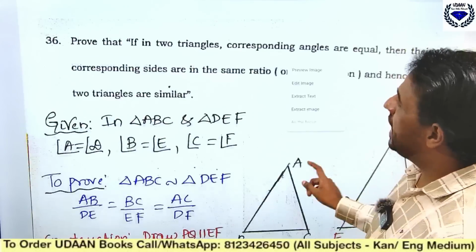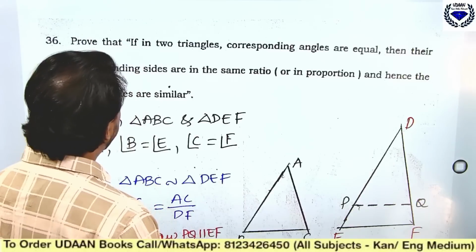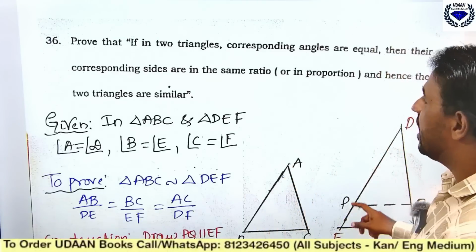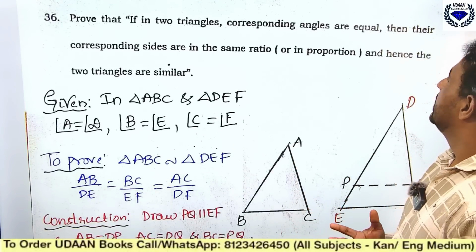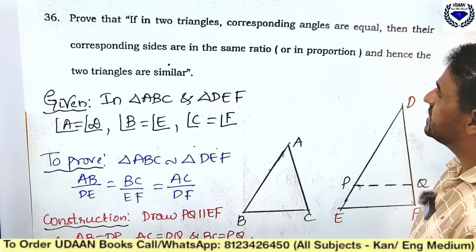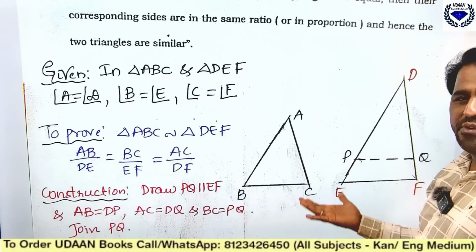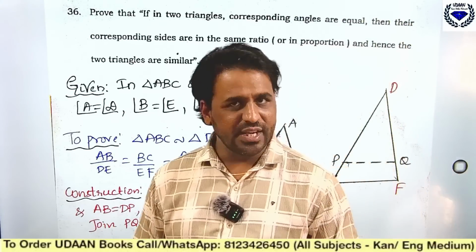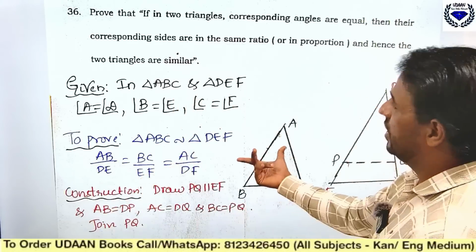Next, prove that if in two triangles corresponding angles are equal, then their corresponding sides are in the same ratio or in proportion, and hence the two triangles are similar. This is the AAA theorem. So if corresponding angles are equal, then the corresponding sides are in the same ratio. You should prove this. How it is given in your class work or in the textbook, if you write that, you will get the maximum marks. So I'll just let you know how I have solved.